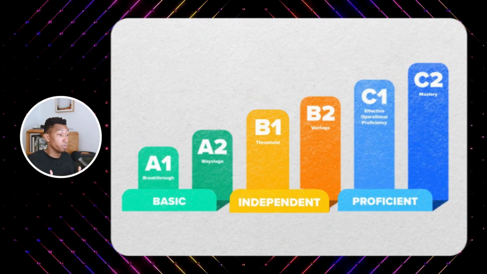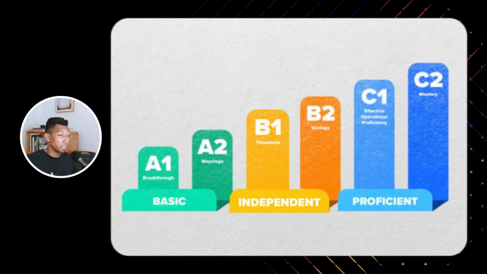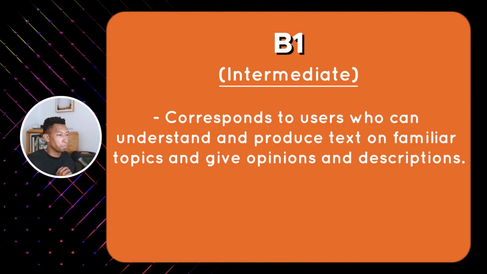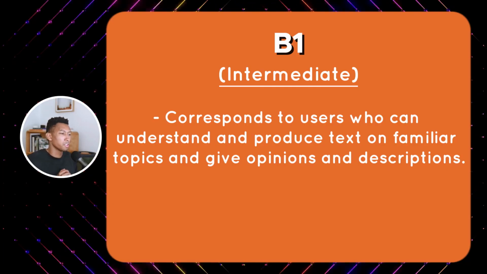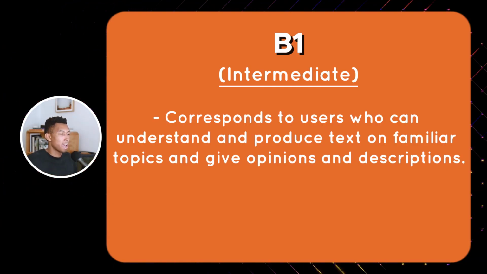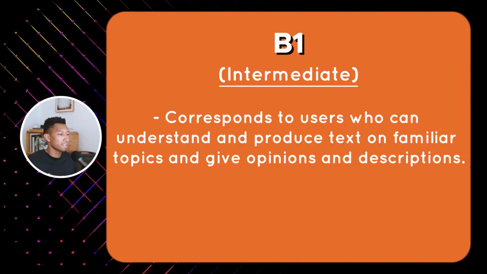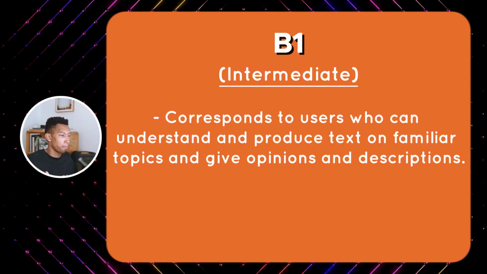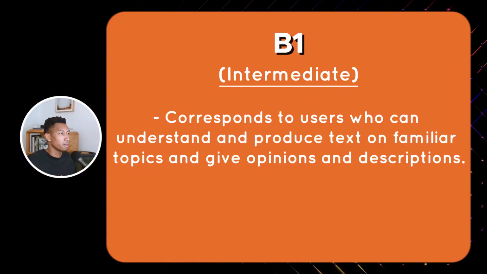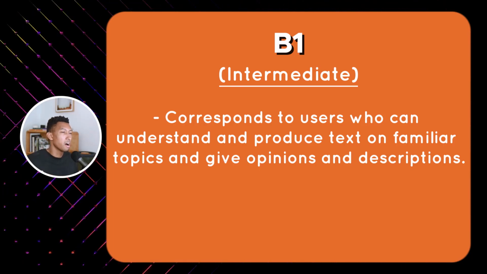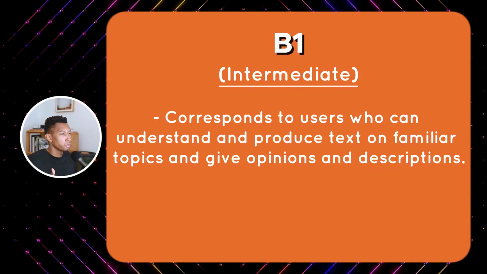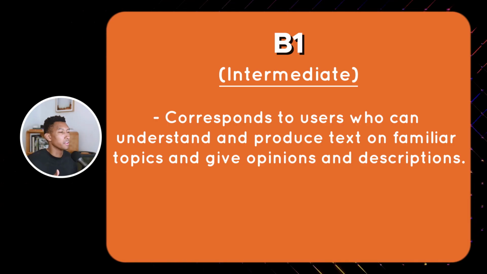Next is the B1 level of English, which is the intermediate level. Now, at the B1 level, this corresponds to people who can understand but also use text on familiar topics, subjects that they are pretty familiar with and pretty comfortable with. That's pretty much applicable to the things that they do in their everyday life.